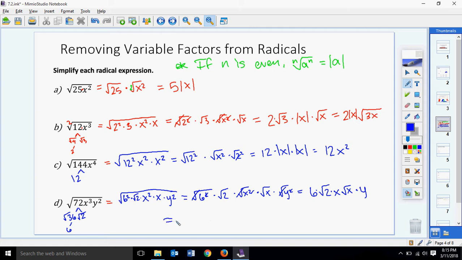We just want to make sure that we write everything that's underneath our radical, multiply it inside your radical. So the square root of 2 and the square root of x, I can multiply 2 times x. Everything outside I want to multiply, I have a 6 times an x times a y for my final answer there.